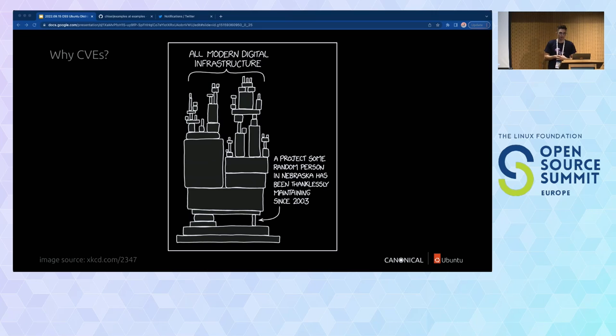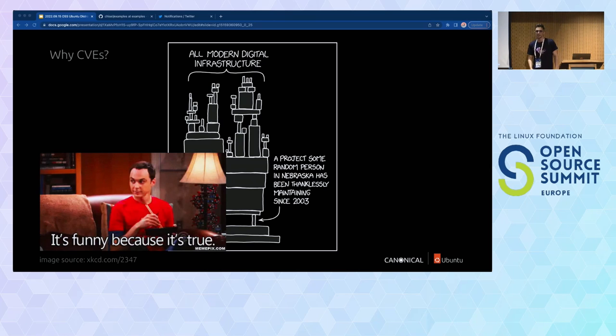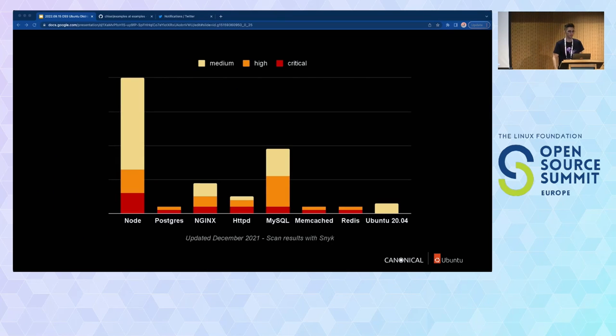So whenever there's a known exploit in one of these shared layers, everything fails and falls apart. You can think of the log4j vulnerability that happened at the end of last year, of course. And yeah, I love this XKCD drawing that shows the issue. And I find it funny because I seldom would say it's funny because it's true. It's also sad because it's true, but that's what we need to work with.